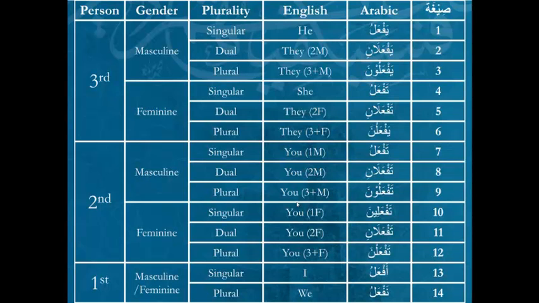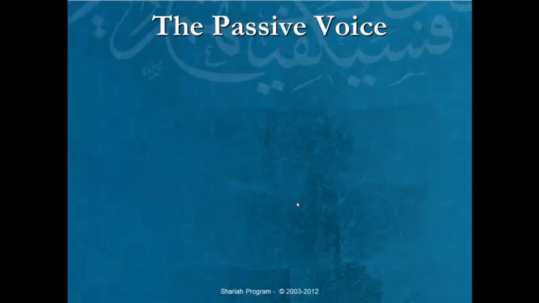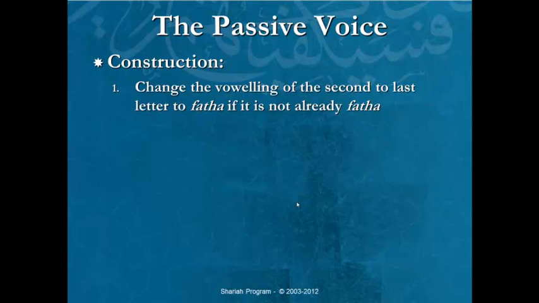Not much going on here, most of it's just listing. So in order to create passive, you have to make two modifications. Second to last letter, in our example, was yaf'alu, yaf'alani, yaf'aluna. It already had a fatha, so there was no change. You wouldn't change that. But yansuru, for example, does not have a fatha. So second to last letter, you would change it to a fatha if it is not already fatha. That's a little bit of an advanced topic. Normally, I wouldn't give it this early.